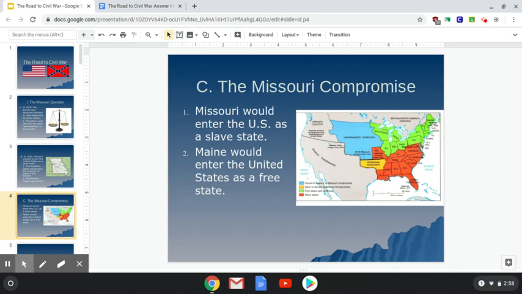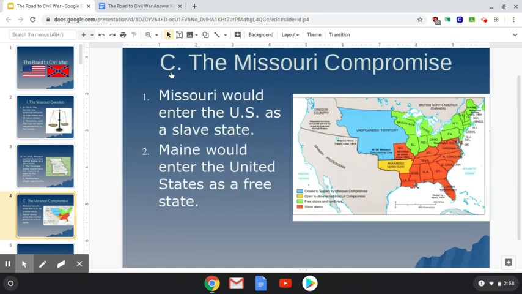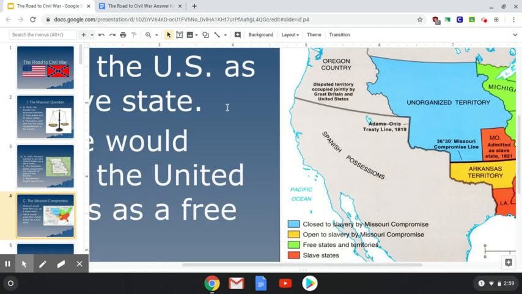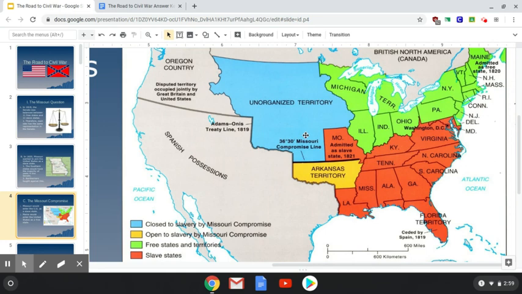If you look at this map here, let me see if I'm able to zoom in on this without messing it up too much. Here we go. Oh, that is perfect. The green being the free states and the red being the slave states. This was kind of the representation. You can see that it's divided pretty equally between the northern part of the United States here and the southern part right here.